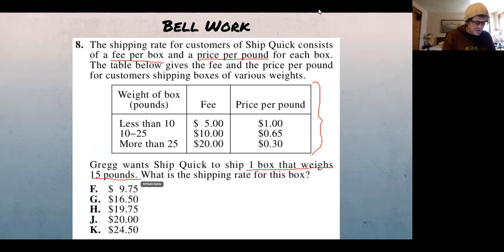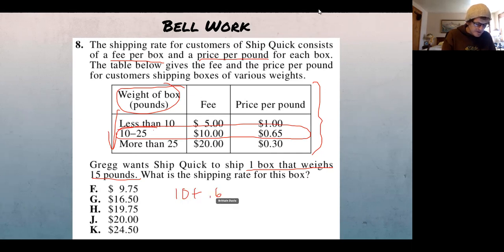First of all, we start here with the weight of the box, and we can find out which of these rows we're dealing with. 10 to 25, it's a 15-pound box. So we're looking at these values. Remember, it's a fee plus a price per pound. We have to pay that fee, which is $10, plus a price per pound, which is 65 cents per pound.